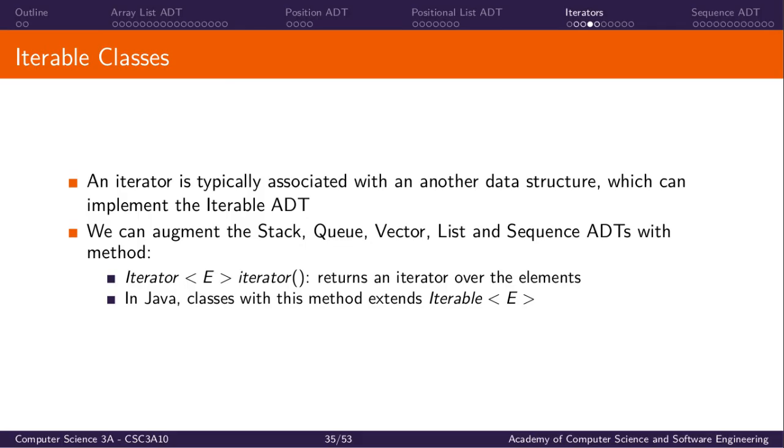All right, so an iterator is typically associated with another data structure which can implement the iterable ADT. So note, iterable means that the ADT that we say is iterable has a method iterator, which will return an iterator over the elements of that ADT. So the iterator is the thing that we actually use to traverse the elements of the ADT. If this ADT has an iterator method, then we say that it's iterable. All right, in Java, we'd say that it implements Iterable, and so it has to have an implementation for the method iterator. All right, so just know that those are two related but slightly different concepts.